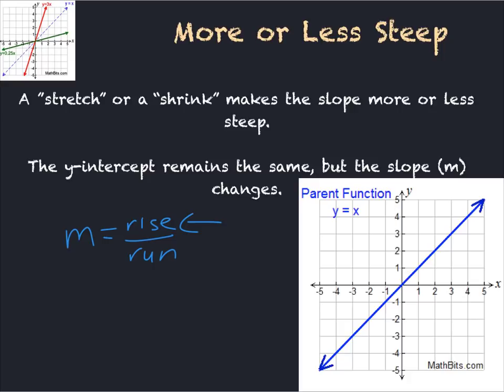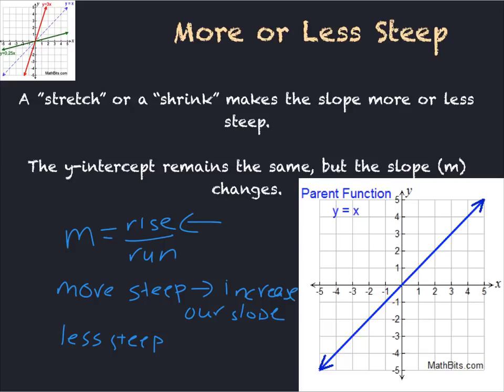So how do we make our graph more steep? We increase our slope. Okay, how do we make our graph less steep? Well, here we have a slope of 1, right? M is 1 for our parent function. To make it less steep, we'd have to make our slope less than 1. We'd have to make it into a fraction, right?